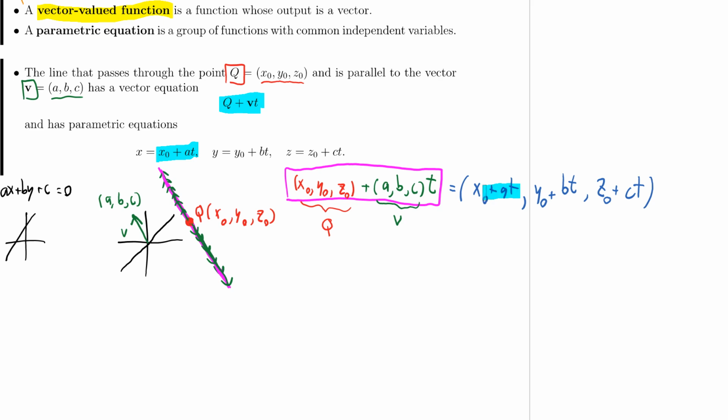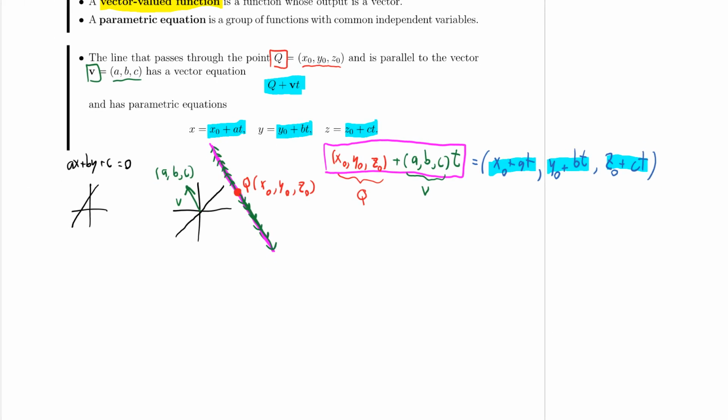My x coordinate is going to be x0 plus at. My y coordinate is going to be y0 plus bt. My z coordinate is going to be z0 plus ct, and you can see that they can be easily arrived at from the vector equation.